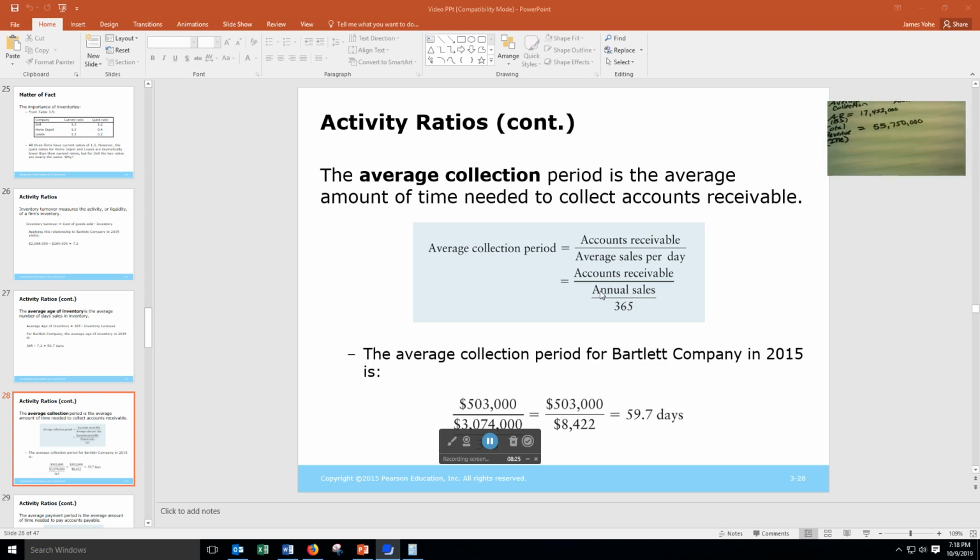So if you look here, I'm going to put average sales, and that is equal to, now we're using data from Caterpillar. We can't use Bed Bath & Beyond anymore. They're a retail outlet, and they don't have accounts receivable. Annual sales, total revenue are the same thing here. And then we're going to divide that by 365.